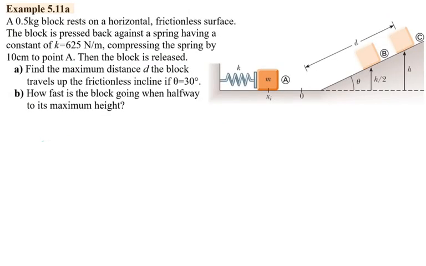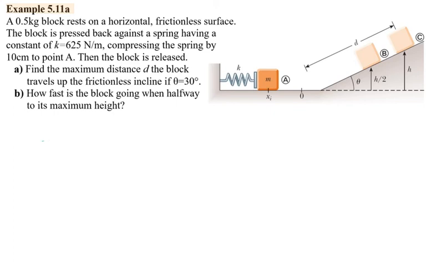Here's one more question. A 0.5 kilogram block rests on a horizontal frictionless surface. The block is pressed back against the spring, having a constant of 625 newtons per meter, compressing the spring by 10 centimeters at point A. Then the block is released. Find the maximum distance d the block travels up the frictionless incline, 30 degrees with the horizontal. How fast is the block moving when it is halfway to its maximum height?